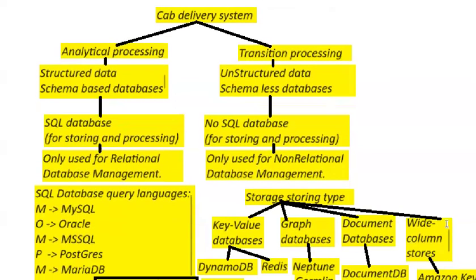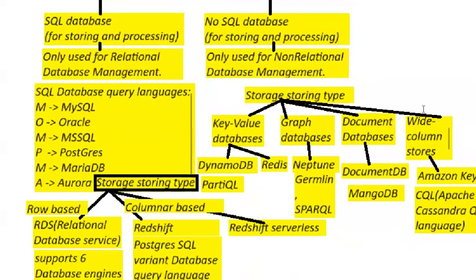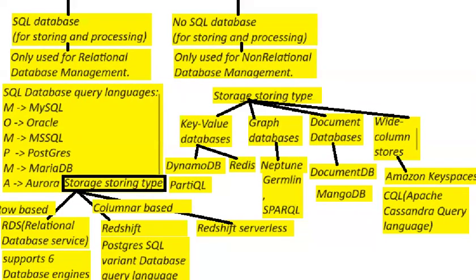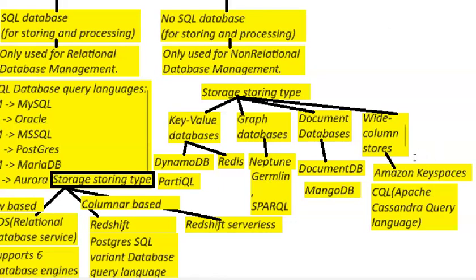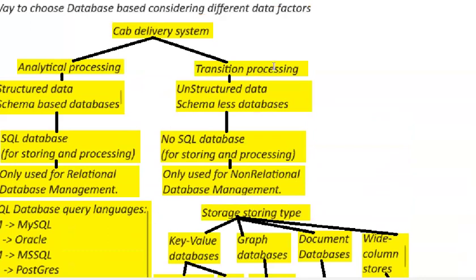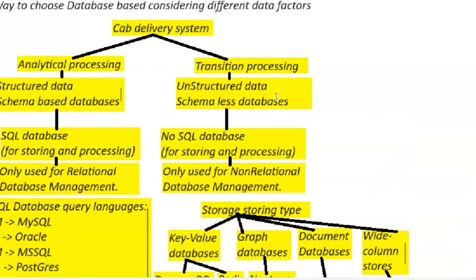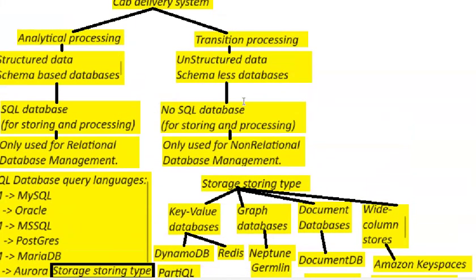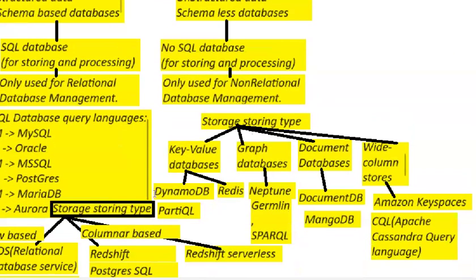At last, you have wide column storage, right? So you can store your data in the form of wide column storage in an AWS service. That is Keyspaces. So storing is done. This transaction processing data, or you can say unstructured or schemaless data, is stored successfully in NoSQL databases by using these AWS services, in these types of data storing formats.